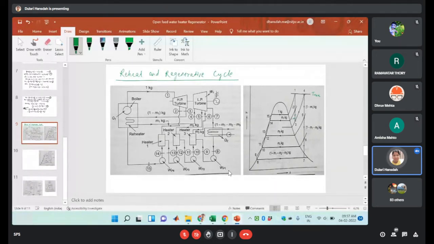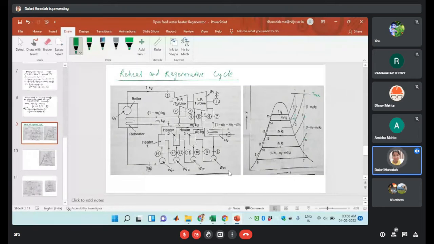Here it is the heater 2. So here we have used m2 kg of steam drawn from the low pressure turbine at the point 5. Okay. Then there will be again expansion from the point 5 to 6. So in this case, the amount of steam will be how much? That is 1 minus m1 minus m2 kg. Okay. So previously it was 1 minus m1, then we have drawn m2 kg. So that amount of steam will be 1 minus m1 minus m2.